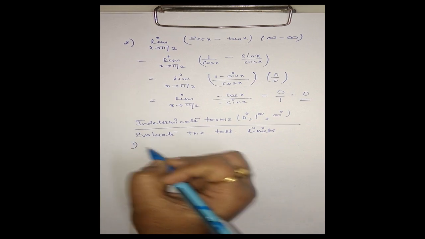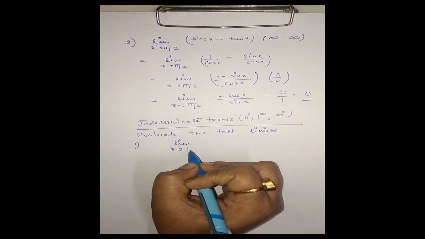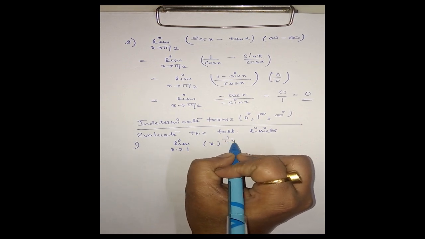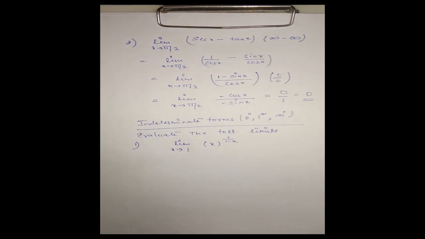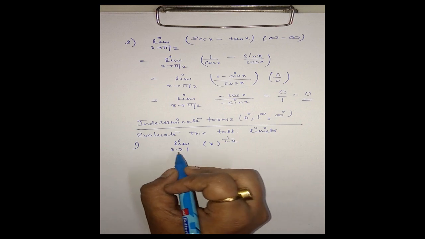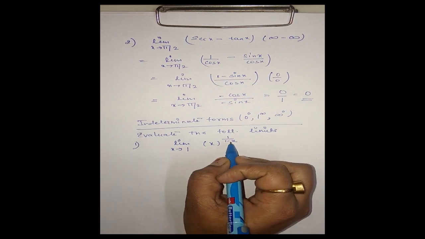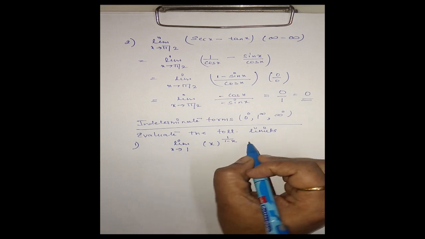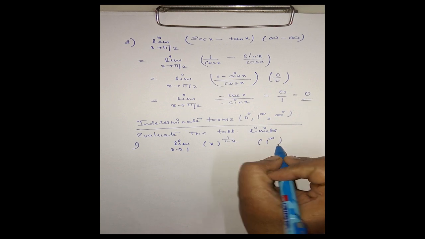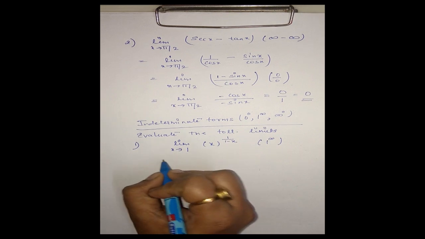First, limit x tending to 1, x power 1 upon 1 minus x. Okay. Now on taking x tending to 1 here, this will be 1 power 1 upon 1 minus 1. That is 0. This is of the form 1 power infinity. Okay, this is of this form 1 power infinity.